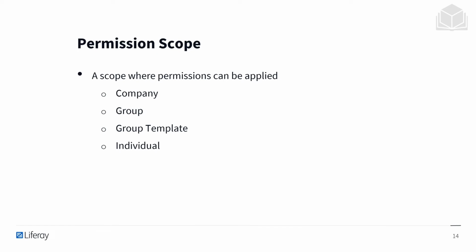The first, company, grants a user permissions for every resource of the type within the portal instance. Two, group, gives user permissions for every resource within a specified group, such as an organization. A group template is similar to a group, except that it does not automatically apply to a specific group. A user must be a member of a group, and they must have been given the role within that group before they are granted its permissions. And finally, the individual level, which, as you might be able to tell, applies to individual users.